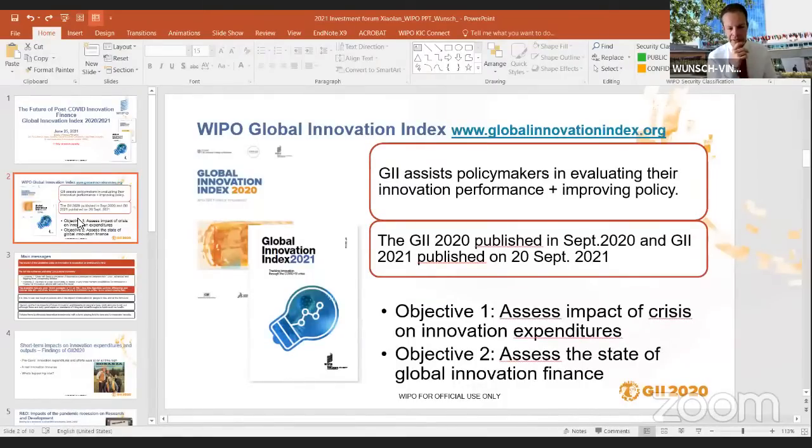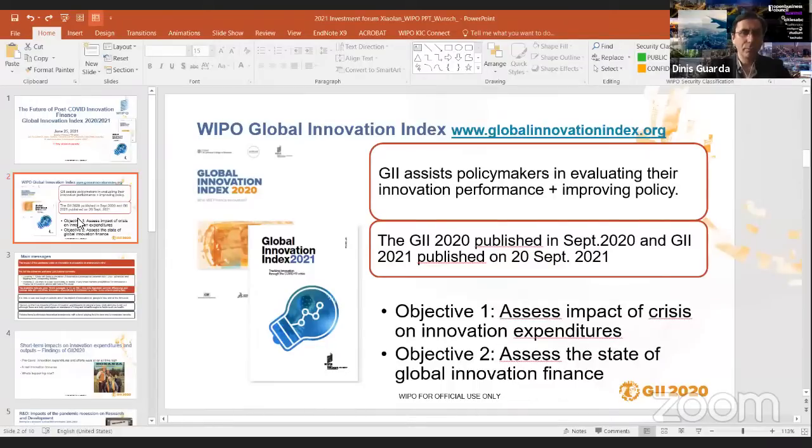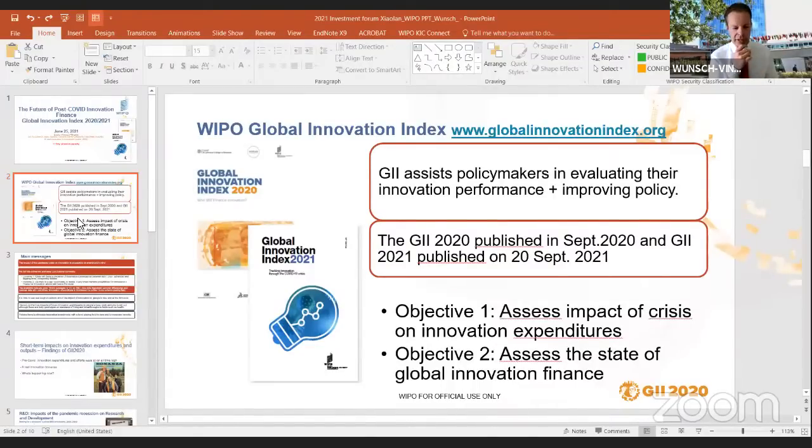So in principle, one area of responsibility beyond all the more specific IP things I do is this Global Innovation Index, which essentially monitors the impact of the business cycle on innovation, but also looks specifically at the innovation performance across countries and across time. So it's a bit of a pulse on innovation. And so Xiaolan asked me to give a perspective on the impact of the crisis on innovation expenditure, and also the state of global innovation finance, which is related to your topic, of course.